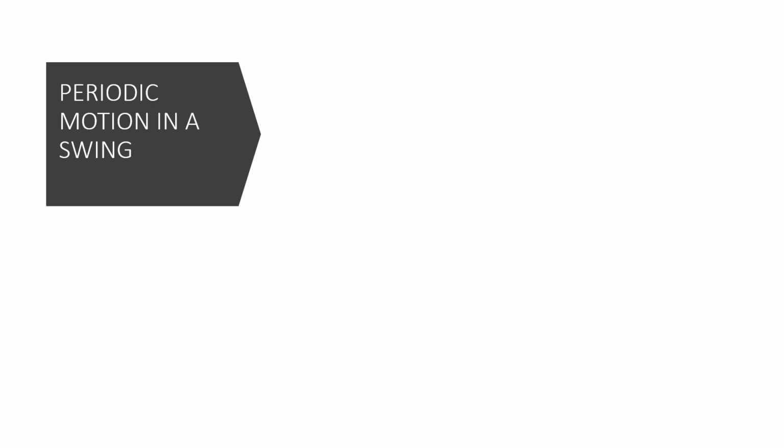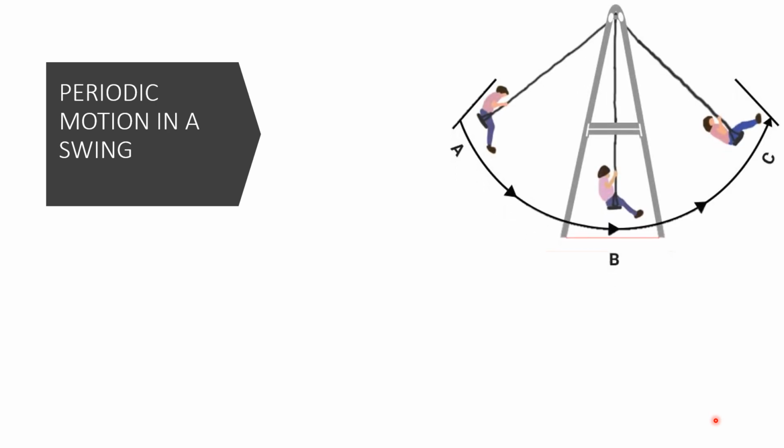Now, let us explain the periodic motion in a swing. Why does the swing behave in periodic motion, or in a regular interval manner? Let's say we have here the illustration. We know that this position is the equilibrium position. When it reaches that part, it will rest for a moment, just briefly.